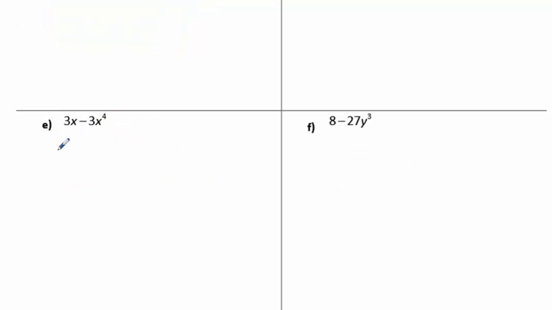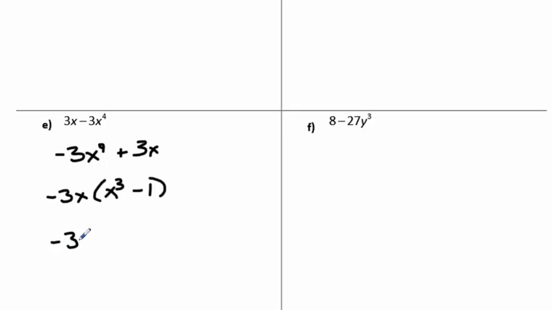Two terms. Let's start by writing this in descending order. It's going to be 3x to the 4th plus 3x. Now we'll factor out the greatest common factor. I can divide these both by negative 3x. So if I divide out negative 3x, I'm left with x cubed minus 1. X cubed minus 1 is a difference of cubes. So to continue factoring, I have 3x times x minus 1 times x squared plus 1x plus 1 squared is 1.